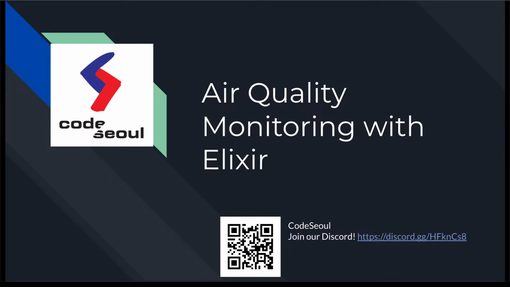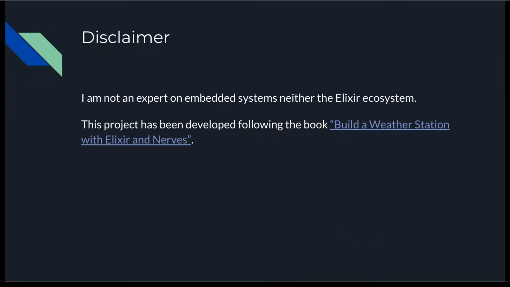So, welcome to this talk about how to monitor the horrible solar quality using Elixir. First of all, disclaimer, I'm not an expert in embedded systems. This is a talk about embedded systems and how they converge with Elixir, being a functional programming language. And this project has been developed following a book called Build a Weather Station with Elixir and Nerves.